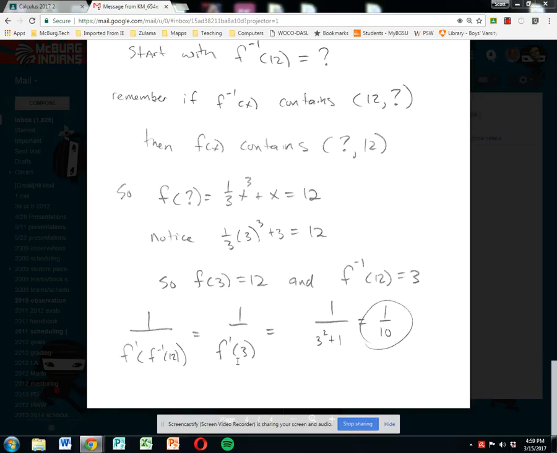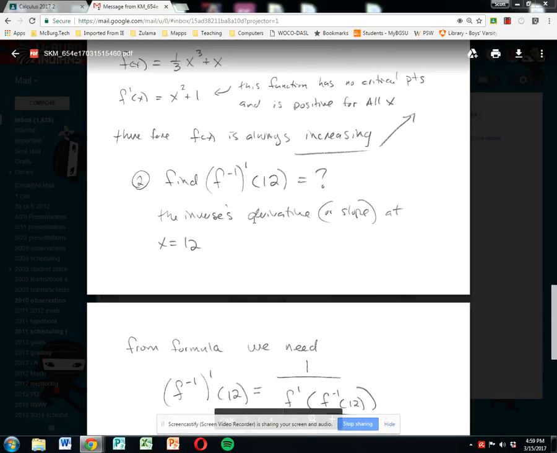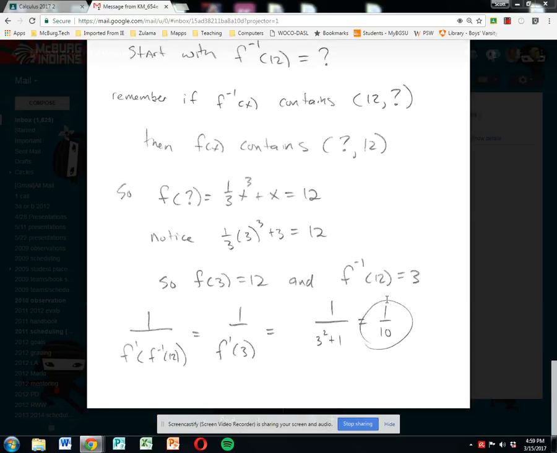So now we just have to find f prime of 3. And when we do that, we just pop back up here to the prime function, which is just x squared plus 1. And we say that is 3 squared plus 1, which makes the answer 1 over 10.